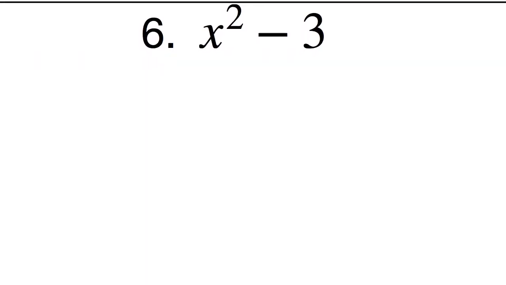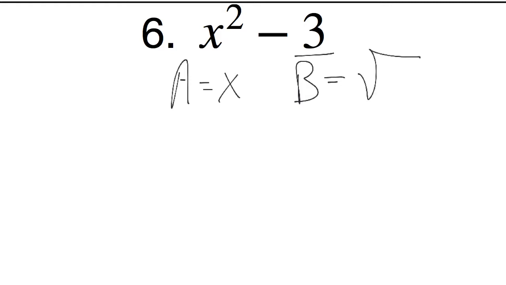Here, I don't exactly have a difference of perfect squares. I do know that x times itself is x squared, but 3? What number times itself is 3? No easy number, no integer for sure. But I can say that the square root of 3 times itself is 3, because it's a trick you can always do.